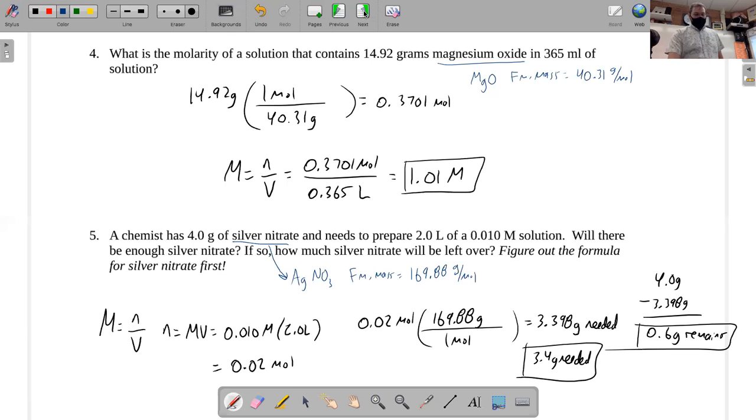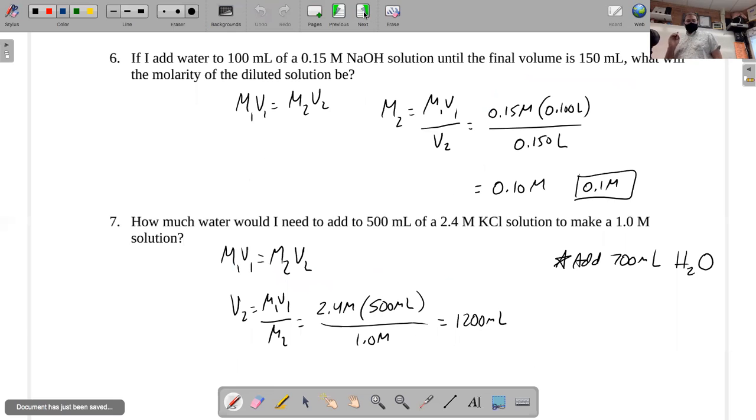Then 6 and 7 are problems about dilution. So when it comes to diluting something, what's always true is that the molarity times the volume before you do a dilution is the same as the molarity times the volume afterwards. So this is like a molarity times a volume. In today's lab, you've got some Kool-Aid. It's super, super sweet. You've got a very high molarity and a relatively small volume. And the plan is that to lower the molarity, you have to raise the volume. So molarity and volume are inversely related.